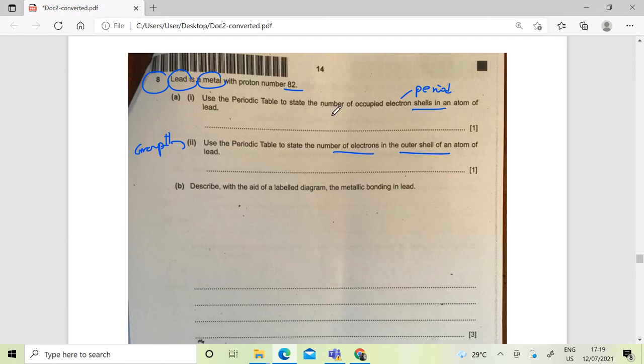That is going to be period number 6. This is going to be group number 4. Next part. Another famous question in a paper. Describe with the aid of a labeled diagram the metallic bonding in lead.